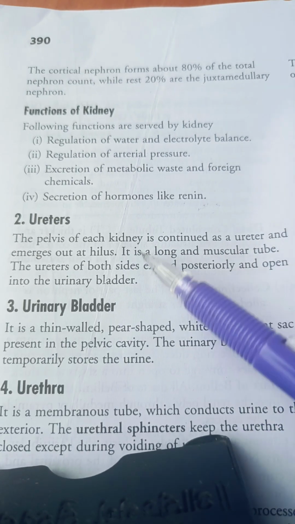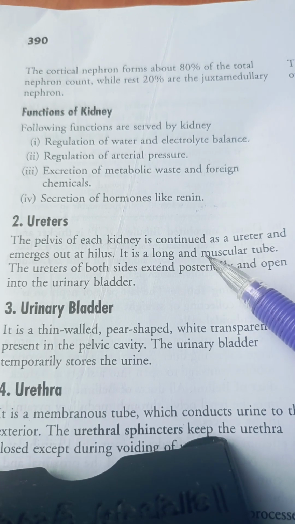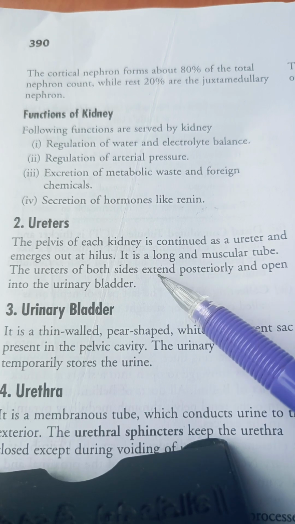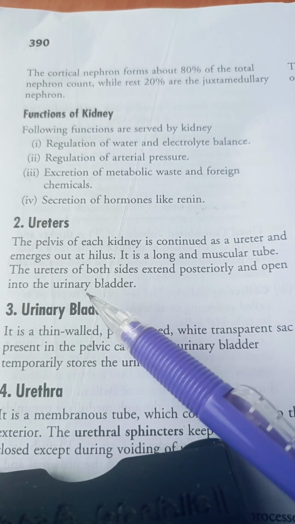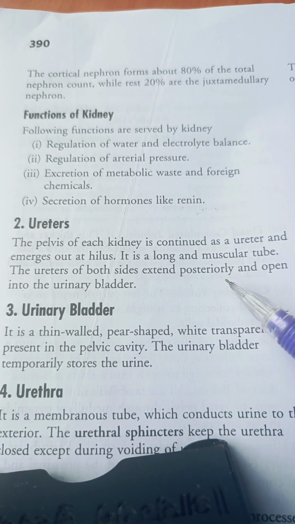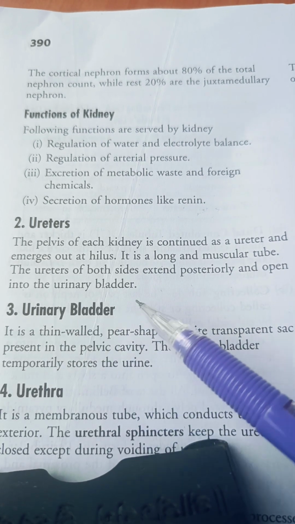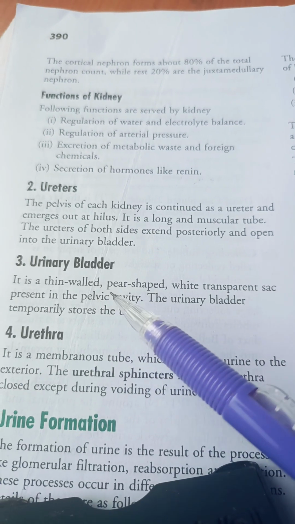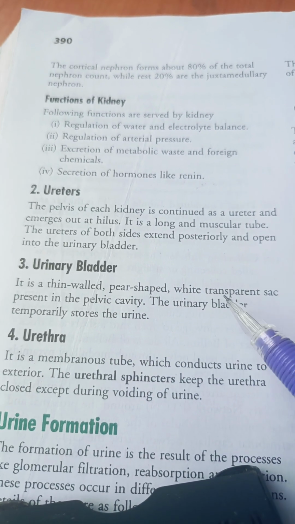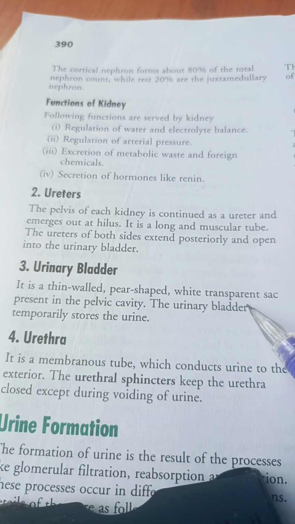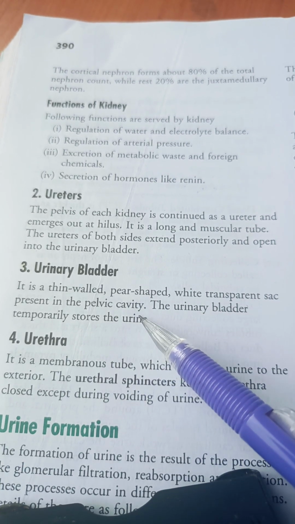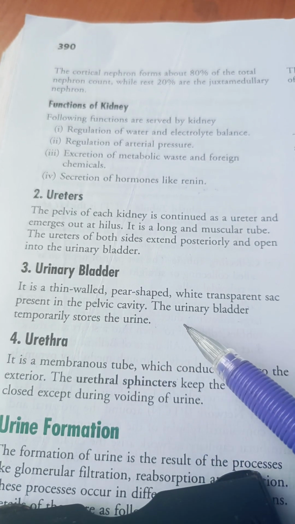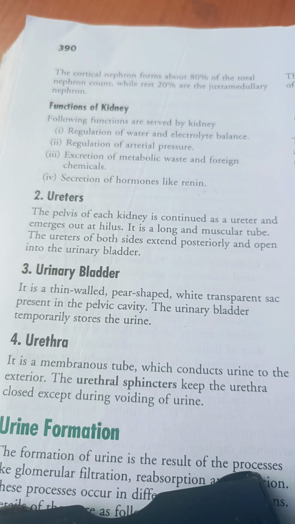Now the ureters. The pelvis of each kidney is continued as a ureter and emerges at the hilus. It is a long and muscular tube. The ureters of both sides extend posteriorly and open into the urinary bladder. Urinary bladder is a thin-walled, pear-shaped, white, transparent sac present in the pelvic cavity. The urinary bladder temporarily stores the urine. It acts like a bag of urine.